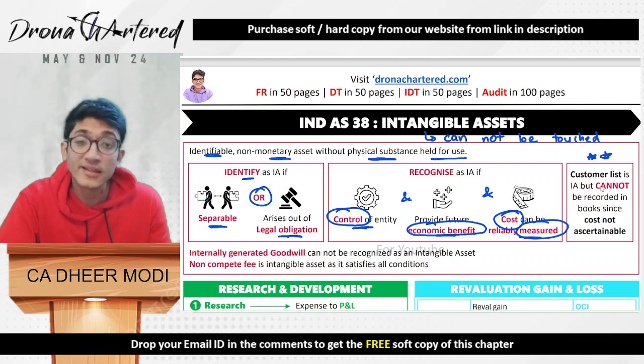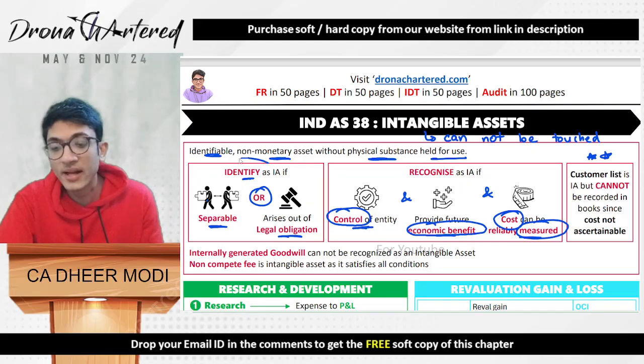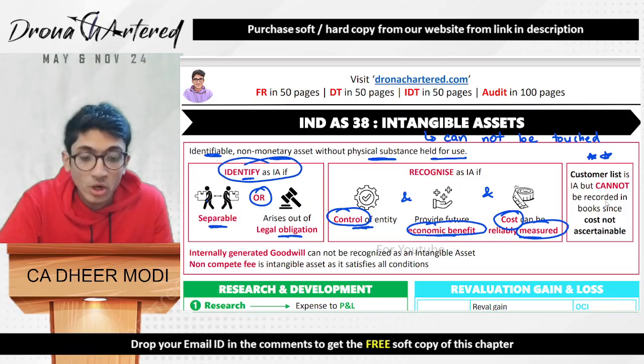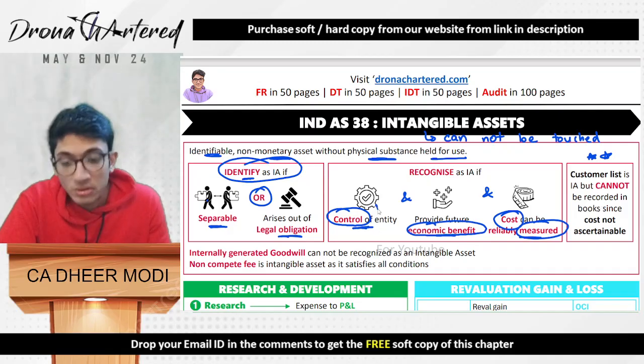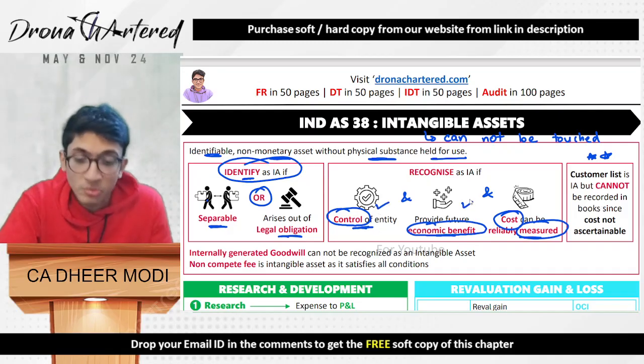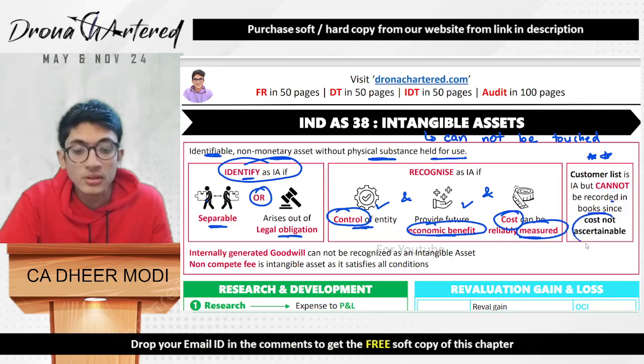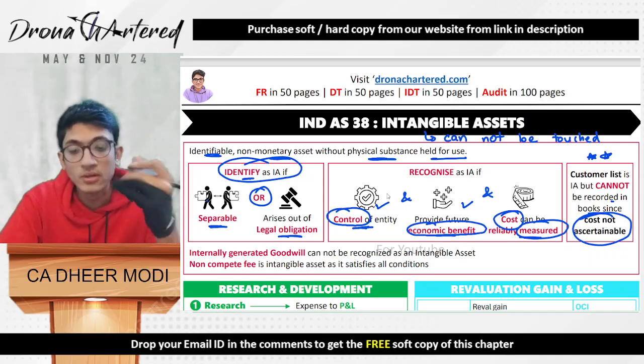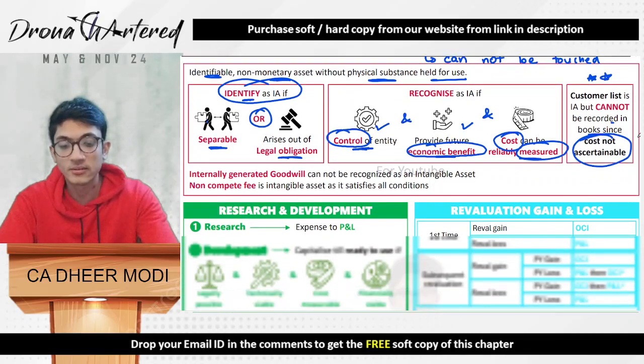Customer list is an intangible asset. That means you can identify it as an intangible asset, but it cannot be recorded in books. It is also in the control of the entity and it will also provide future economic benefits. But it cannot be recorded in the books since the cost is not ascertainable. You cannot ascertain what the cost of this customer list is.